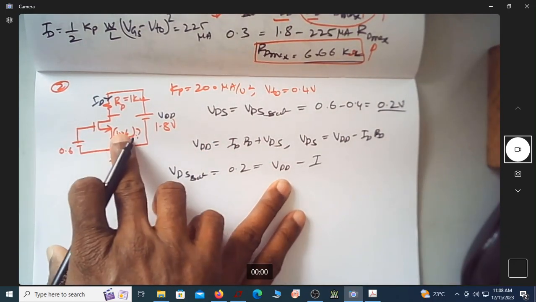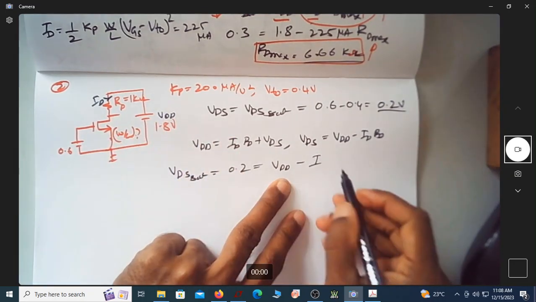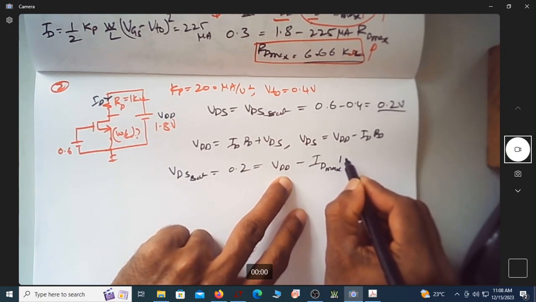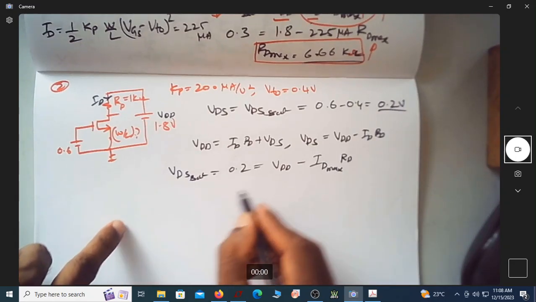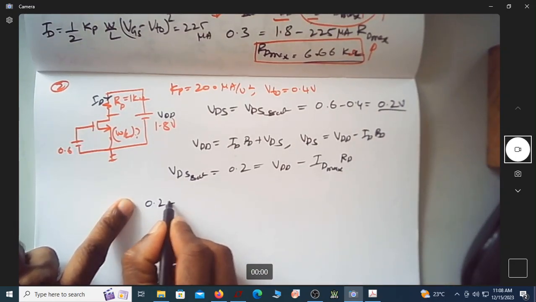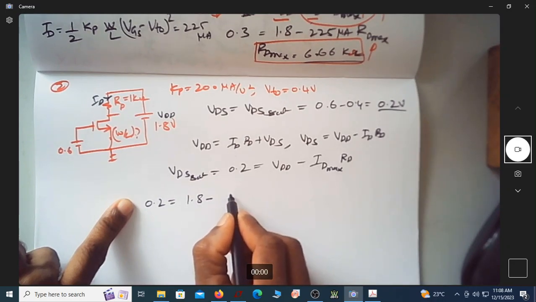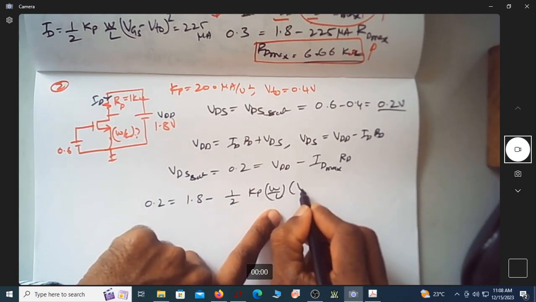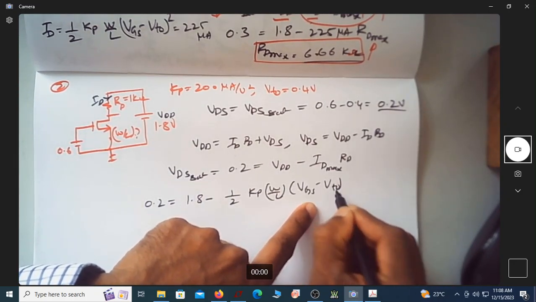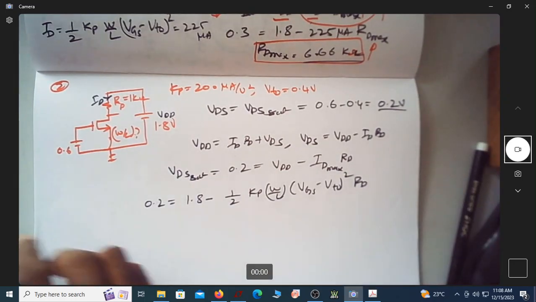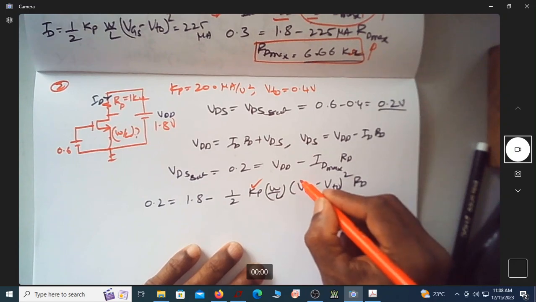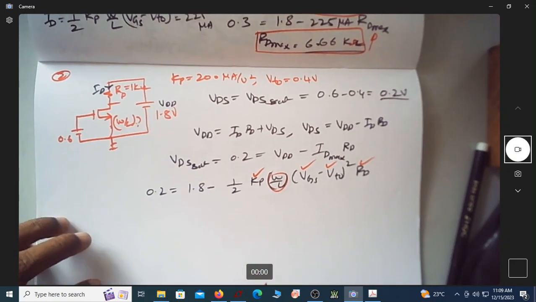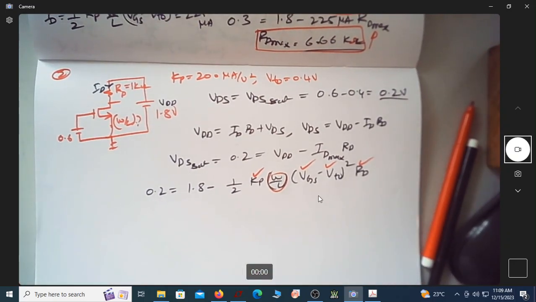Because RD is kept constant, when you change the value of W by L, ID will certainly change. You are trying to find what is ID max, with RD equal to 1 kilo. So can I now write it as 0.2 is equal to 1.8 minus ID, where ID is half Kp W by L, VGS minus VTO whole square, into RD. We know all the values: I know Kp, VGS, VTO, RD, but only this W by L is not known. So let us use the calculator and try to find out what that is.